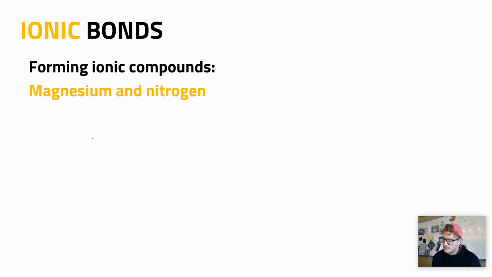Magnesium and nitrogen. Magnesium, again, has 2 valence electrons. Nitrogen has 5. All right, fair enough. Let's take a look at what we need. Nitrogen has 5, so it needs 3 more valence electrons. Well, magnesium has 2 to give. So that's kind of a problem, isn't it? This is not going to be very clean like it has been.